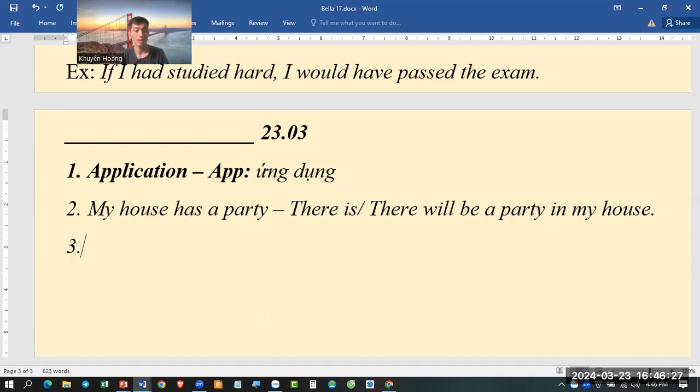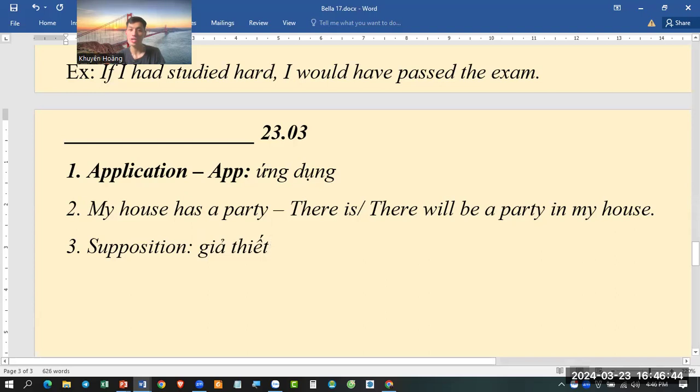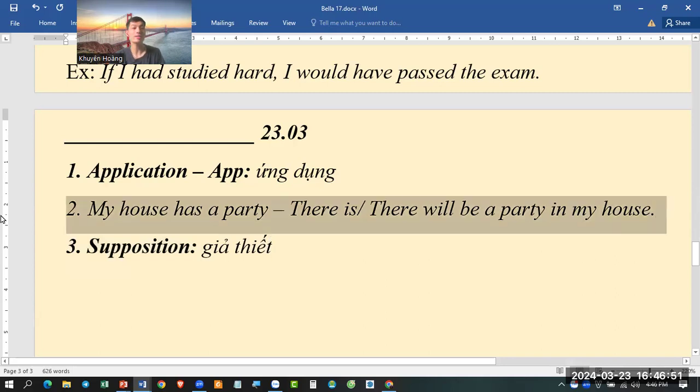Sorry. I have the word for you. It is supposition. Supposition. Giả thiết. We are using the conditional sentences to make the supposition.